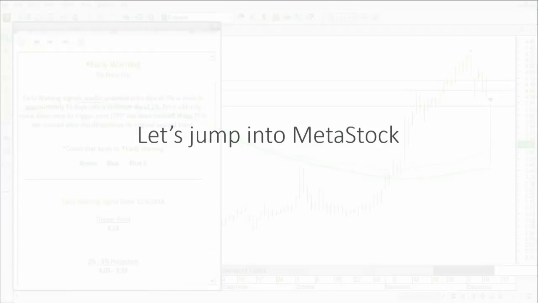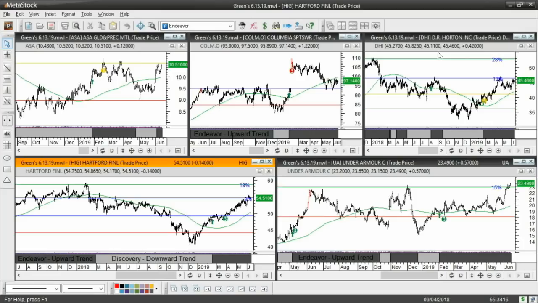Okay, now, after this example, I feel like everyone has a pretty decent grasp of the early warning signal. So I'm going to jump back into MetaStock again, and I'll show you some live examples. Let's get rid of all of our greens. We're no longer looking to go long.